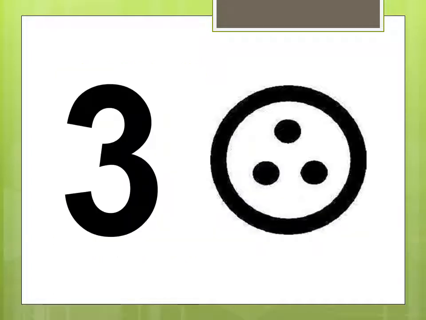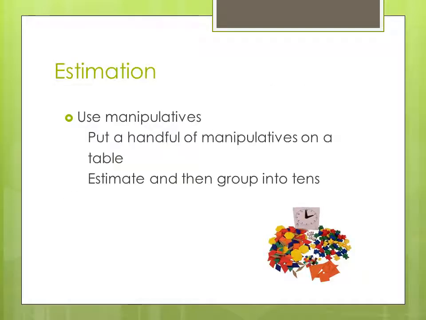This is an example of how to show a student the relationship between the number 3 and the amount of 3 that is in the circle, making connections between numbers as quantities and symbols. Estimation: use manipulatives by putting a handful of manipulatives on a table, allowing the student then to estimate and then group them into tens.